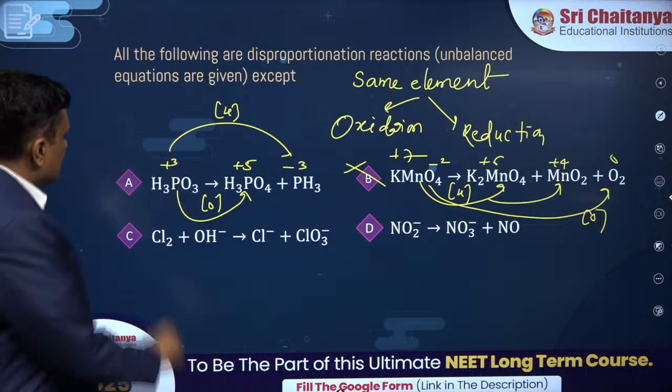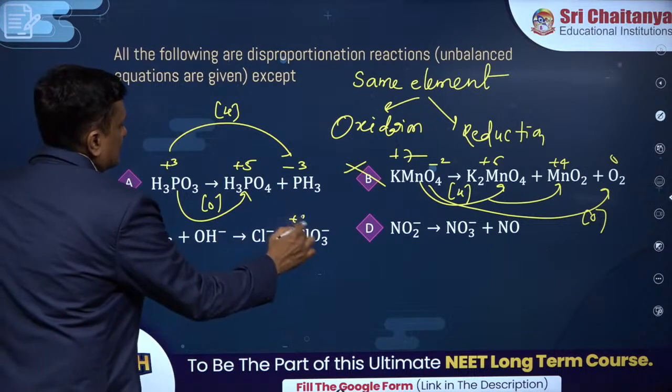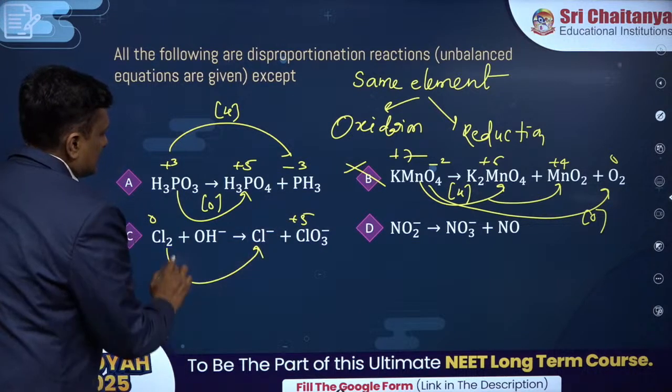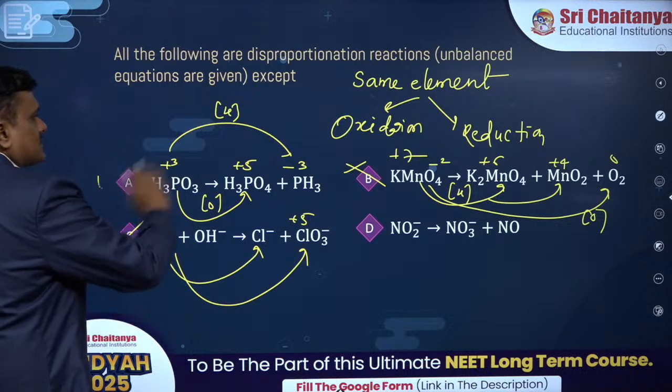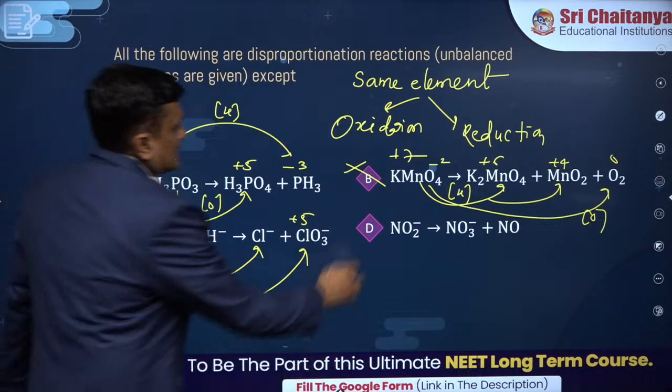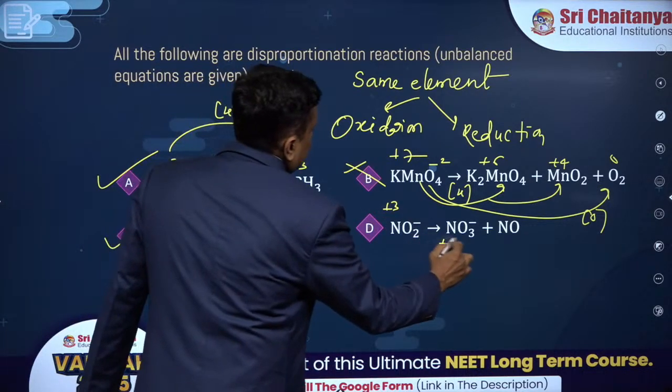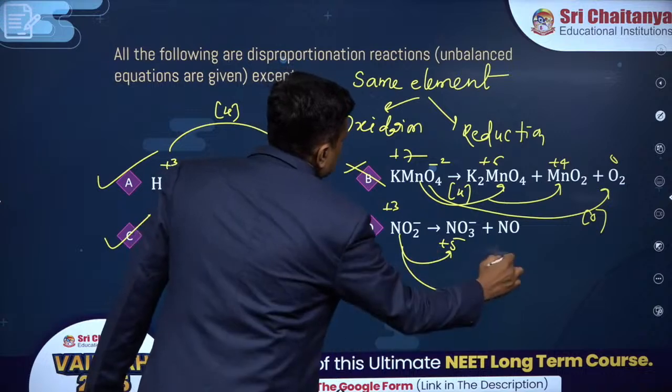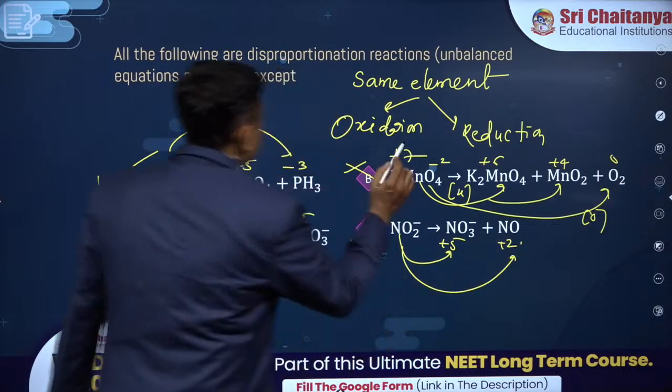Check the remaining also. 0 to minus 1, 0 to plus 5. Same element is reduced and oxidized. Yes, this is disproportionation. Nitrogen here is plus 3 to plus 5 oxidation and plus 3 to plus 2 reduction. So it is also disproportionation.